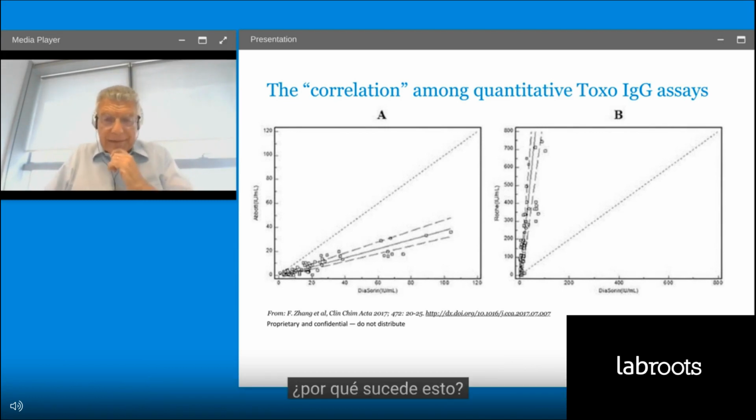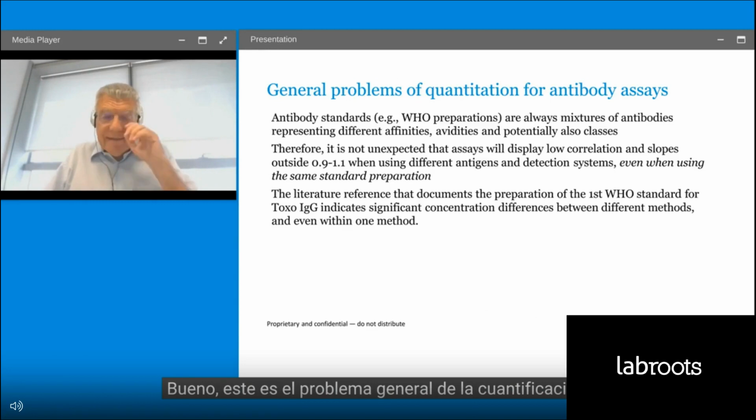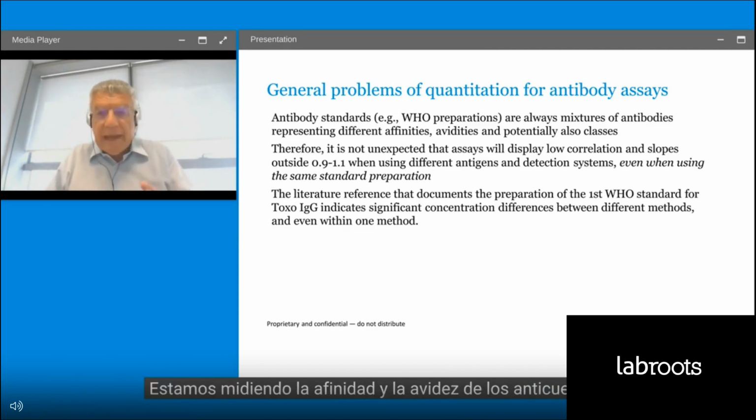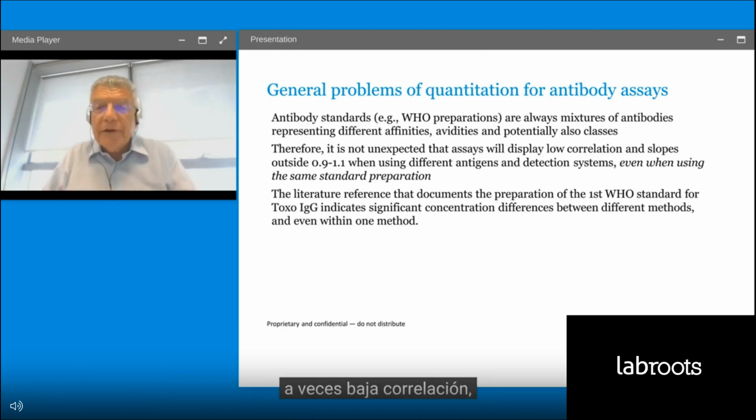Why is this happening? Well, this is the general problem of quantitation for antibody assays. Actually, we do not count antibodies. We are measuring antibody affinity and avidity, and potentially also different classes. So it is not unexpected that assays will display sometimes a low correlation, but very often slopes that are completely outside of a decent range. And the literature indicates significant concentration differences, as we have seen, between methods.